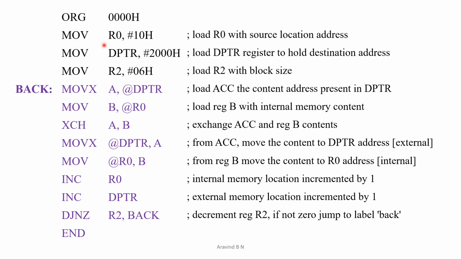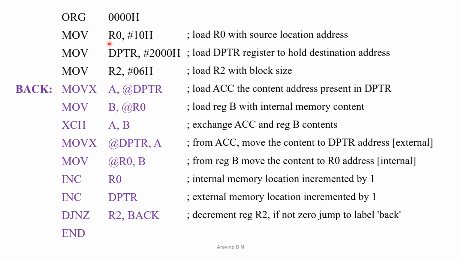So R0 is used to indicate the source memory location, that is internal. DPTR is used to indicate the external memory location, that's the destination memory location, and R2 is used to hold the count value. So A and B are used to store the data of source and destination temporarily. Now let us get into the program.